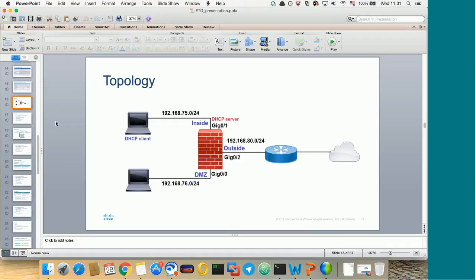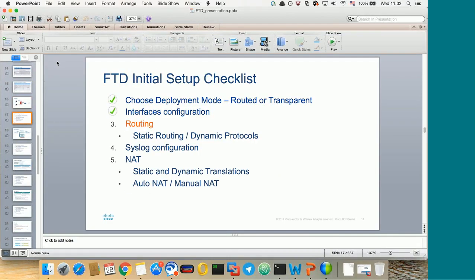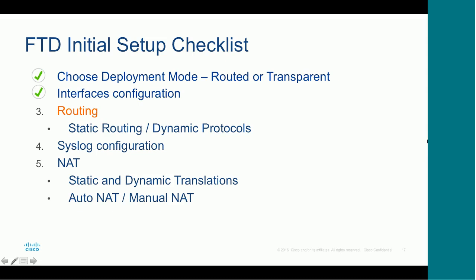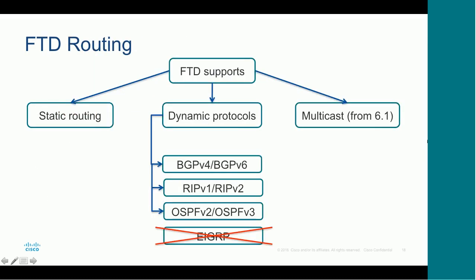While it's saving changes, let's go back to our presentation and discuss routing on FTD. FTD supports static routing and most of dynamic protocols such as BGP and OSPF for IPv4 and IPv6, and RIP version 1 and 2. FTD doesn't support EIGRP, and starting from version 6.1, FTD supports multicast. If you choose FTD to be functioning in transparent mode, it will not support dynamic routing protocols.